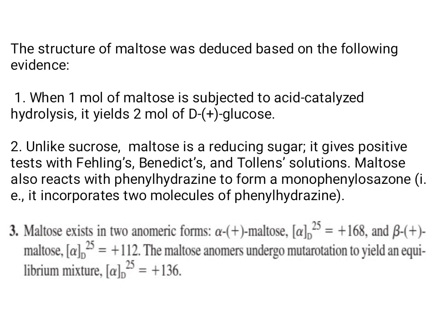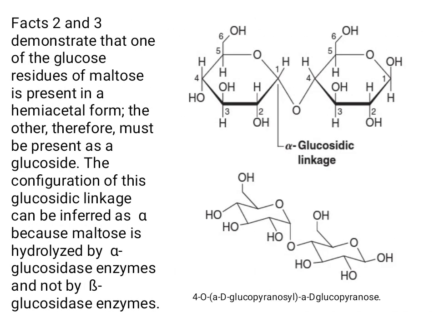Maltose exists in 2 anomeric forms. Alpha maltose has an optical rotation of plus 168 degrees, and beta maltose has an optical rotation of plus 112 degrees. The maltose anomers undergo mutarotation to yield an equilibrium mixture with the optical rotation of plus 136 degrees. Facts 2 and 3 demonstrate that one of the glucose residues of maltose is present in a hemiacetal form and the other therefore must be present as a glucoside.